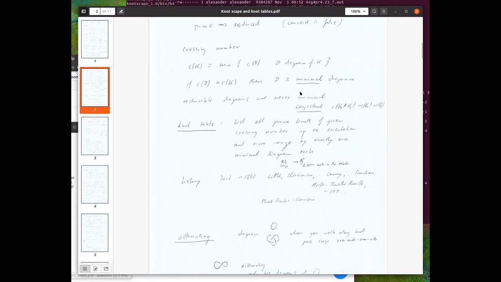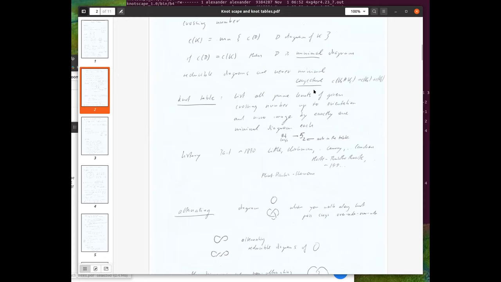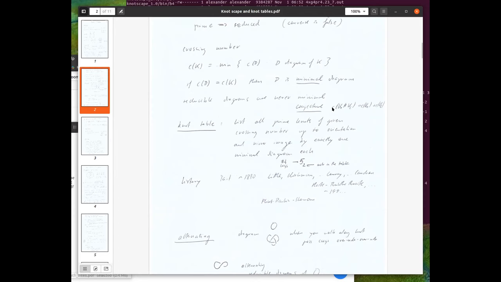Now, I also try to explain what is the goal of a knot table. So what is a knot table supposed to do? Basically, a knot table is supposed to list, by minimal diagrams, exactly one minimal diagram for each knot with a given crossing number. And to simplify things, usually one considers only prime knots. So knot tables usually consider only prime knots. We do not like to have this kind of thing in the table. The crossing number behaves in this way expectedly, so one restricts oneself to prime knots.